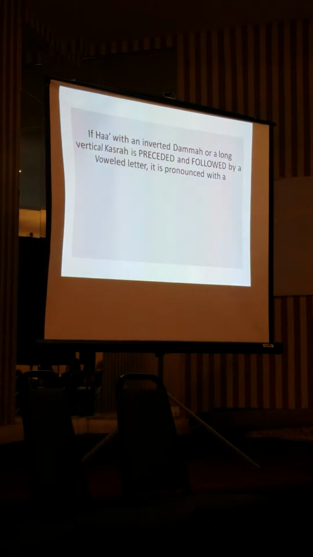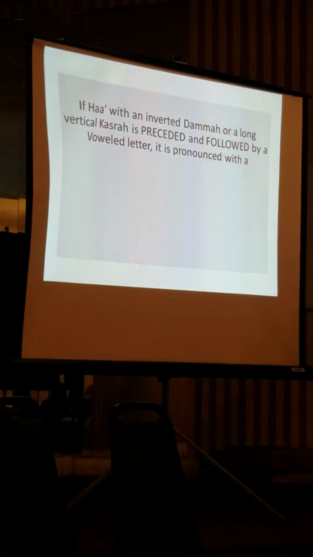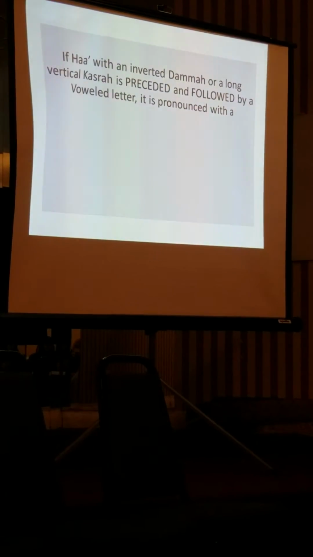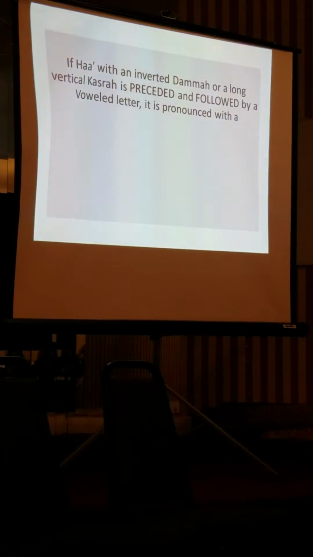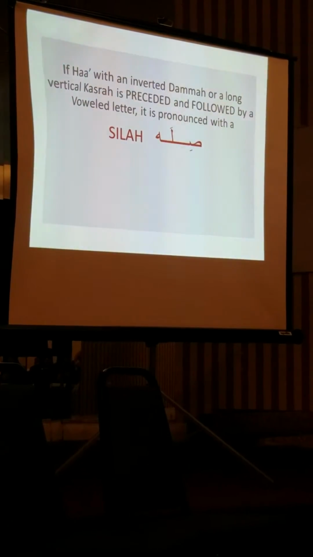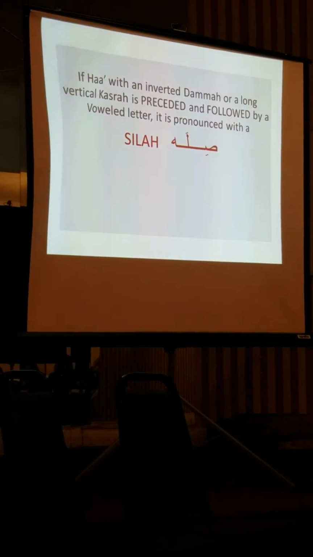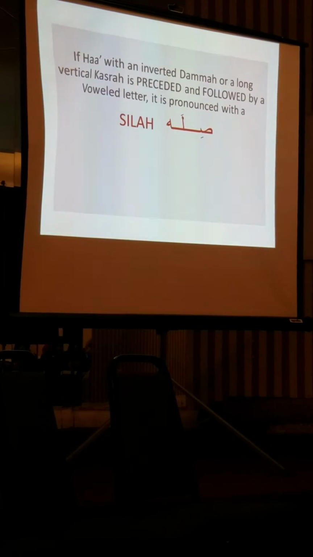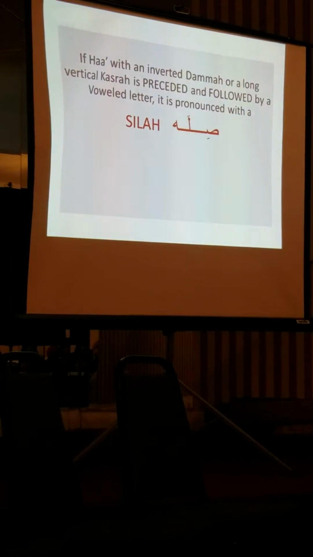So if a ha, with an inverted dhamma or a long vertical kasra, is preceded and/or followed by a vowel letter, it will be recited with a very important term that you will learn for the first time, hopefully. This is called Silah. It is a very interesting Arabic word, and it means to elongate, but in a certain way.